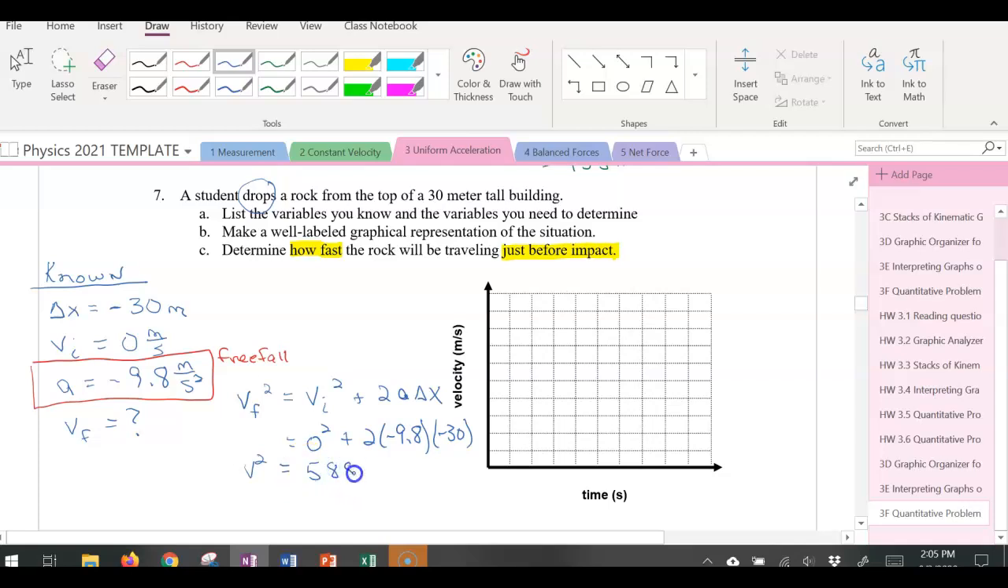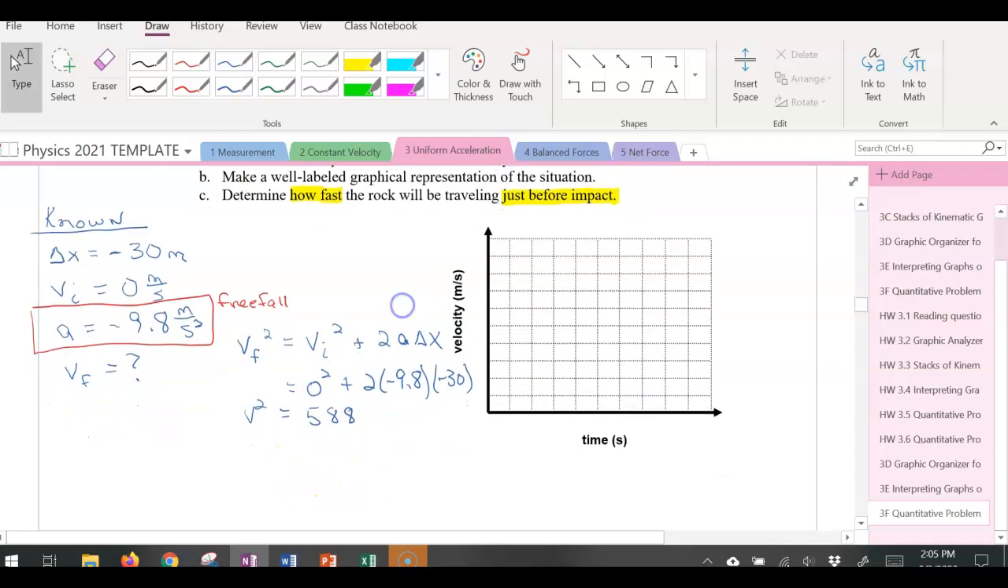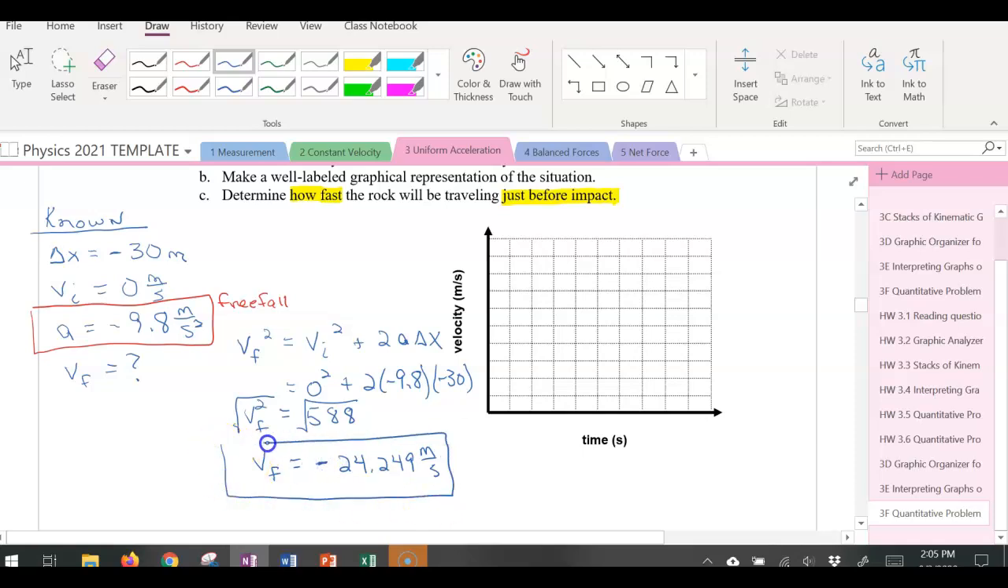And so I will have to take the square root to find the final velocity. As the rock falls, it is moving in the negative direction, so I have to understand that I'm looking for that negative root. Make sure you put the negative on there if you're looking for the velocity, because we understand that that rock is moving down.